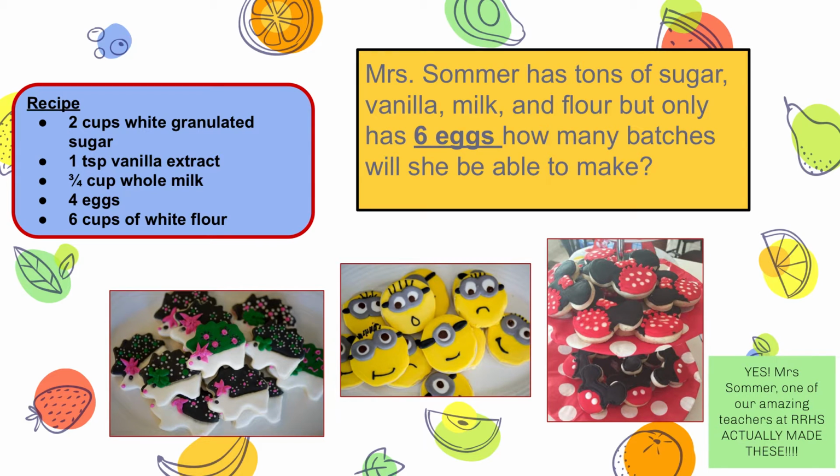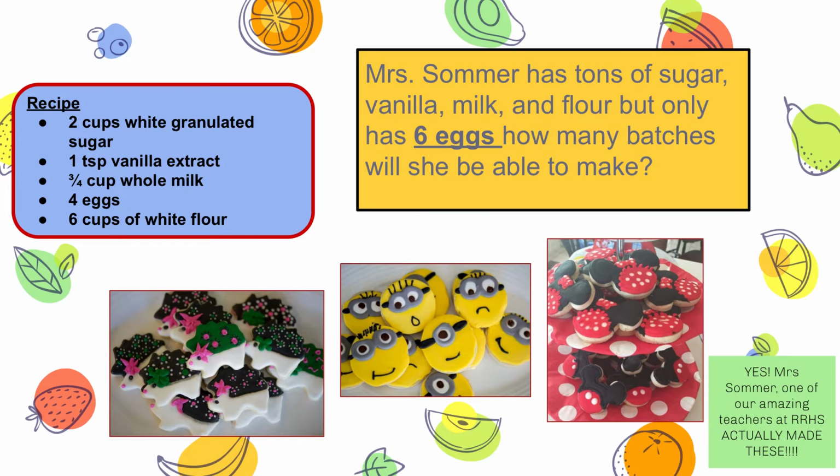So here's my recipe. And yes, this is the actual recipe that I use for my custom sugar cookies. So 2 cups of white granulated sugar, 1 teaspoon vanilla extract, 3/4 cups of whole milk, 4 eggs, and 6 cups of white flour. So I have a ton of sugar, vanilla, milk, and flour. But I only have 6 eggs because my 8-year-old loves making scrambled eggs. I don't have enough eggs. So how many batches can I make given I have 6 eggs?